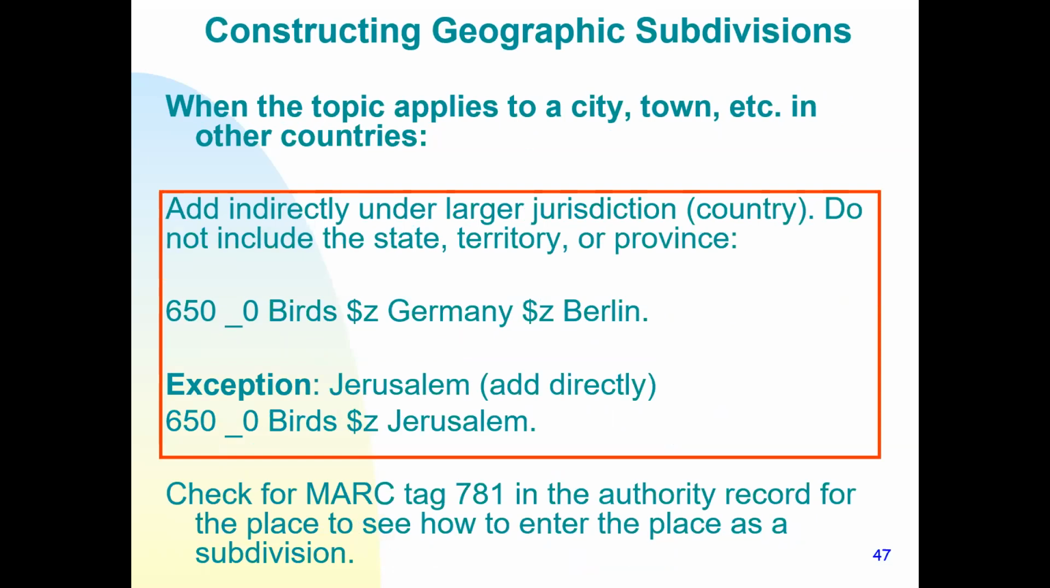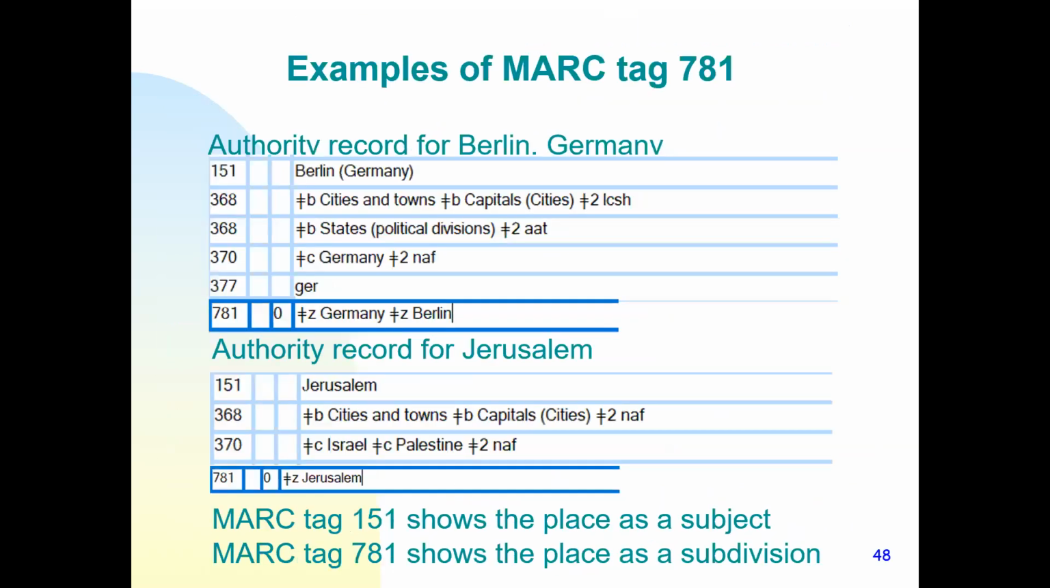When the topic applies to a city, town, etc. in other countries, add indirectly under larger jurisdiction, the country. Do not include the state, territory, or province. So Berlin, we have to go through Germany. And Jerusalem is one that we do add directly. So always an exception here or there.